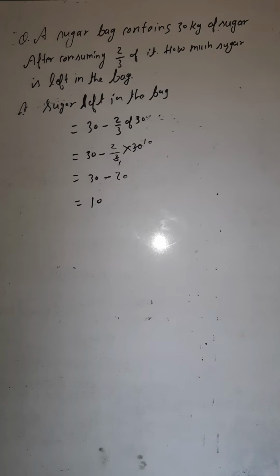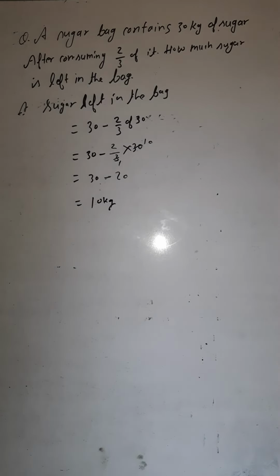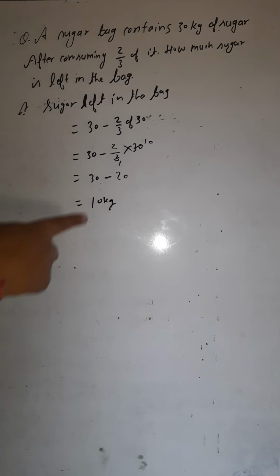So how much sugar is left there in the bag? Only 10 kg sugar is left in the bag. 20 kg you have consumed. 10 kg is left. 30 kg was there. Okay, just note it down. This is the answer. And now this is the next question here.